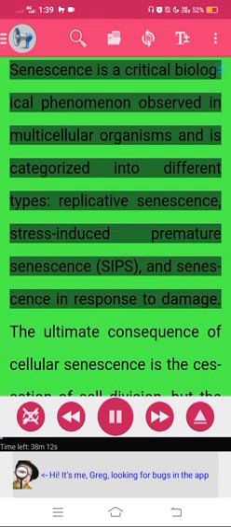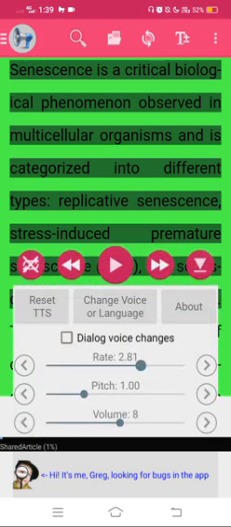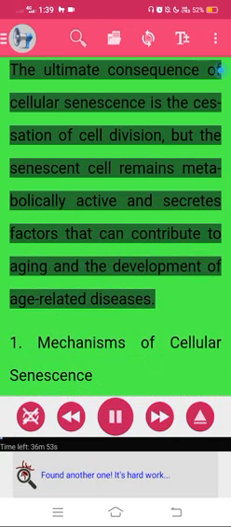Senescence is a critical biological phenomenon observed in multicellular organisms and is categorized into different types: replicative senescence, stress-induced premature senescence (SIPS), and senescence in response to damage. The ultimate consequence of cellular senescence is the cessation of cell division, but the senescent cell remains metabolically active and secretes factors that can contribute to aging and the development of age-related diseases.